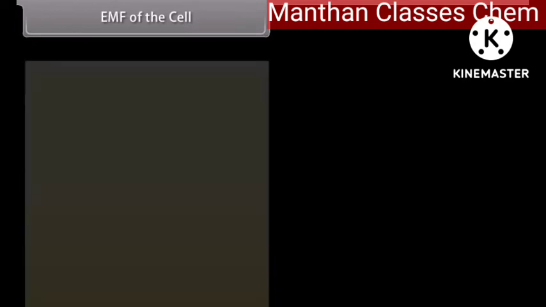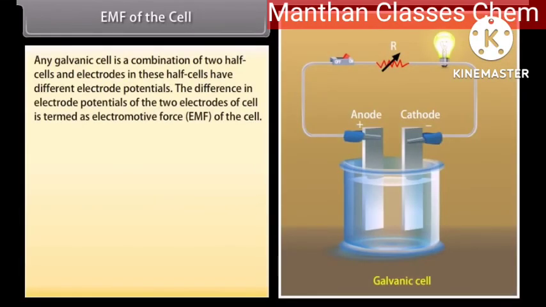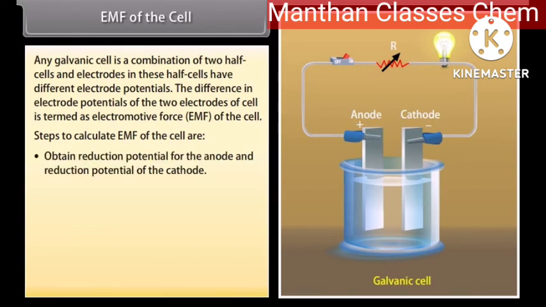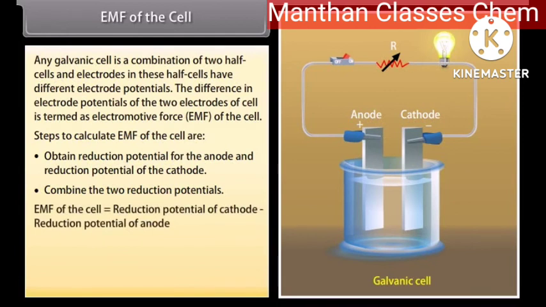EMF of the cell. Any galvanic cell is a combination of two half cells, and electrodes in these half cells have different electrode potentials. The difference in electrode potentials of the two electrodes of cell is termed as electromotive force of the cell. Steps to calculate EMF of the cell are: obtain reduction potential for the anode and reduction potential of the cathode. Combine the two reduction potentials. EMF of the cell is equal to reduction potential of cathode minus reduction potential of anode.